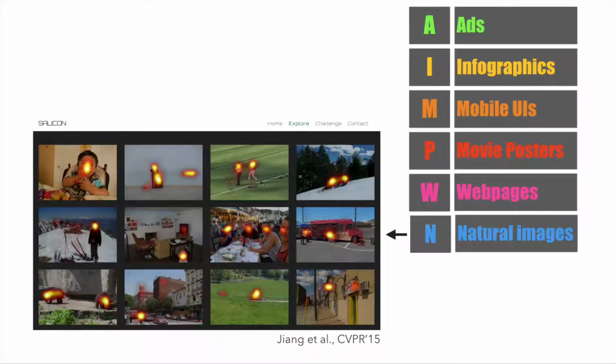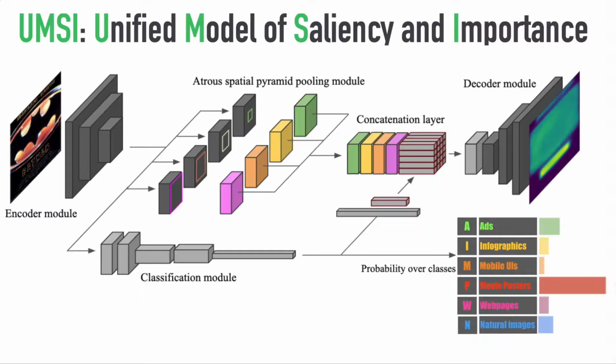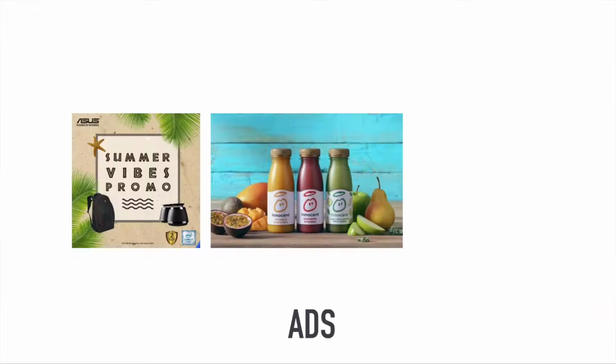We also add natural images to the mix of our training data from the Salicon dataset commonly used for saliency modeling. Together, the 5 design classes along with natural images are used to train our model both to predict the design class and to use this class-based information towards predicting the importance map. Our model is an encoder-decoder style neural network that we call UMSI, Unified Model of Saliency and Importance.